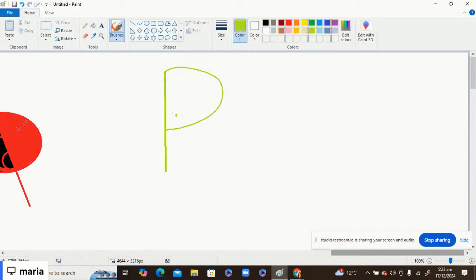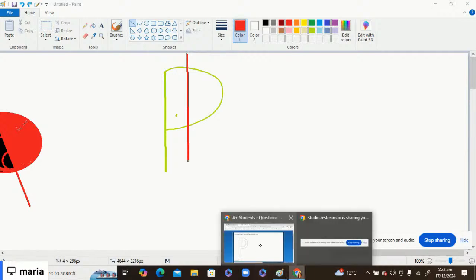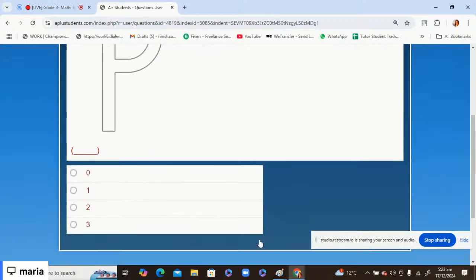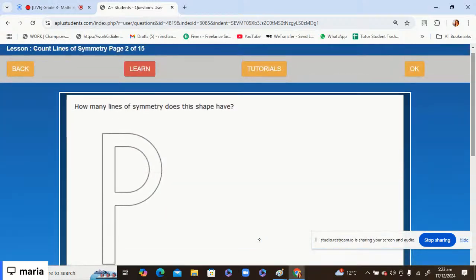Okay, this is the P shape. When you cut this P from top to bottom, like from here, in this way, it's not the same. When you cut it this way, this is also not the same. So we can say that no, there is no line of symmetry. Okay, so here there are zero lines of symmetry.